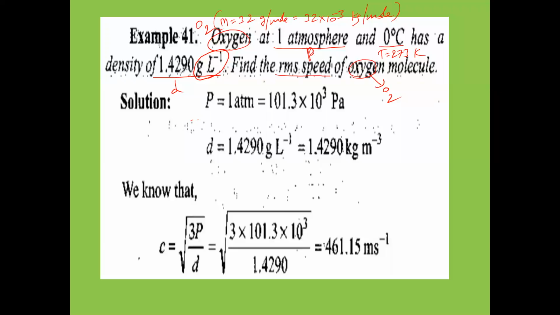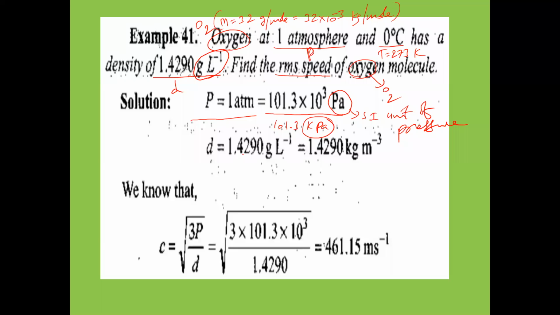Okay. Now pressure P is equal to 1 atm they mentioned. 1 atm means how many Pascal? 101.3 into 10 power 3 Pascal. Pascal is the SI unit of pressure. So we converted 1 atmosphere into Pascals here. That is 101.3 kilopascals. Already we discussed it. Kilo means 10 power 3.